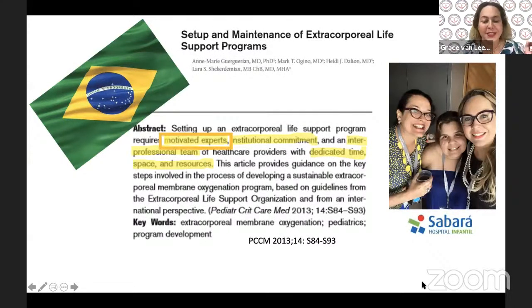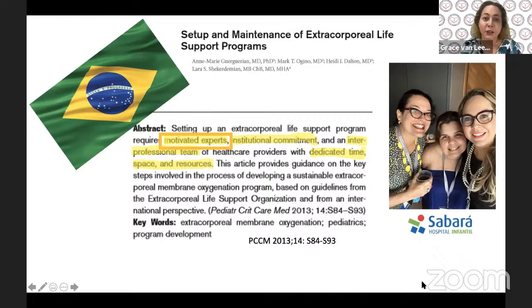I found this publication from PCCM 2013 when I was preparing a talk like this, I think in 2018. When we started the program, I hadn't read this publication, but in an organic, spontaneous way, we followed what was written there. We started with motivated experts. It was only 3 pediatric cardiologists who really wanted our patients to have a better outcome. We talked to the hospital, so we had the institutional commitment, and then we developed an interprofessional team, and all of us dedicated time, space, and resources to this ECMO program.